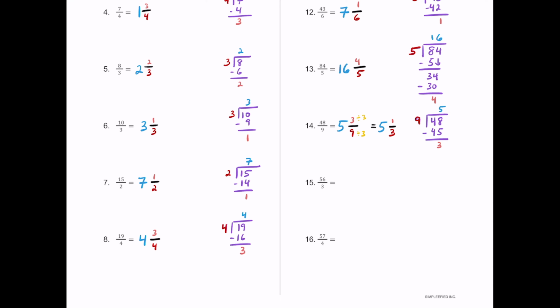For number 15, we have this 56 thirds. So let's say we have 56 and we're going to divide this by 3. So 3 goes into 5 one time. 1 times 3 is going to be 3. If we subtract, we're going to get 2 and bring down this 6.